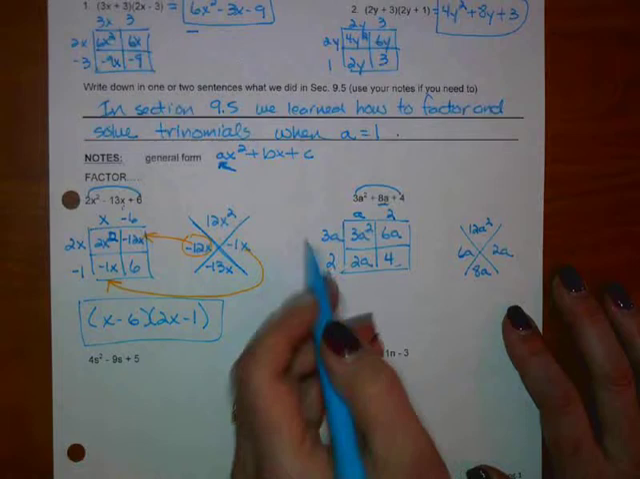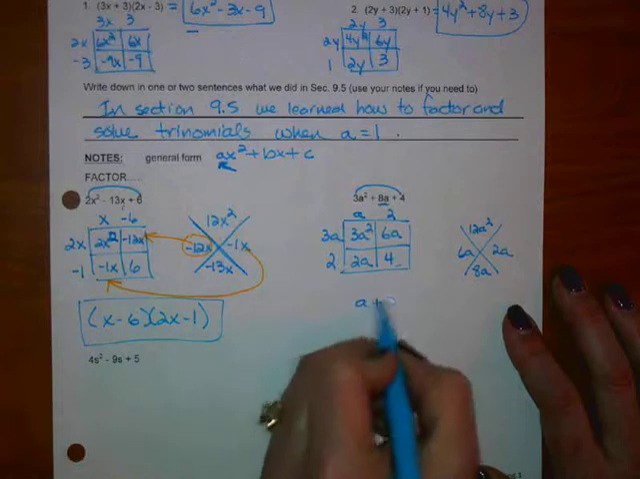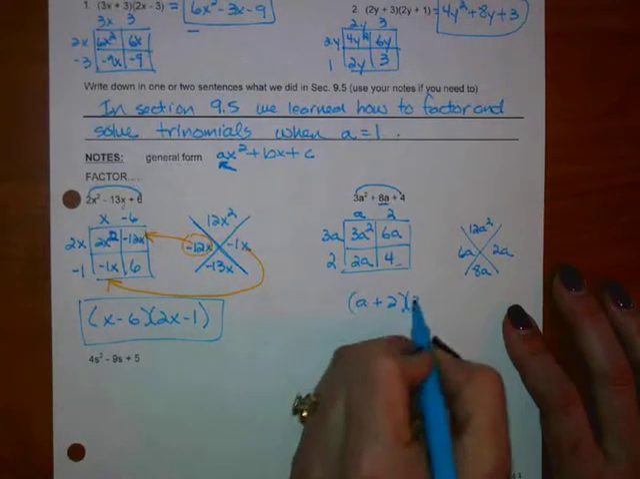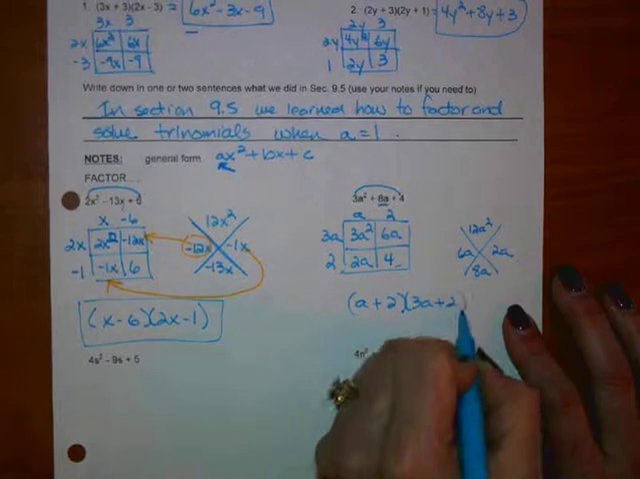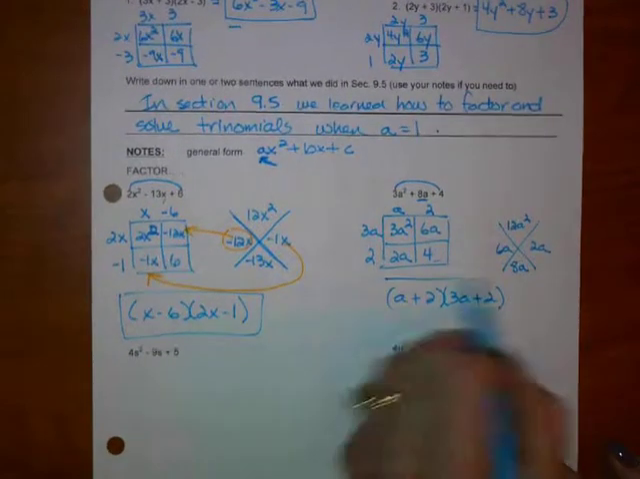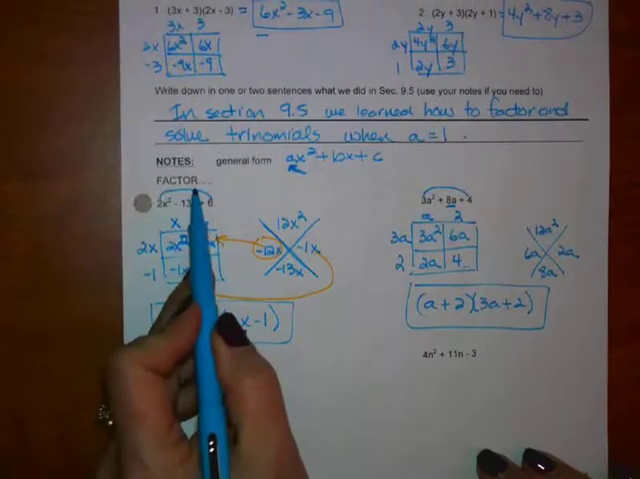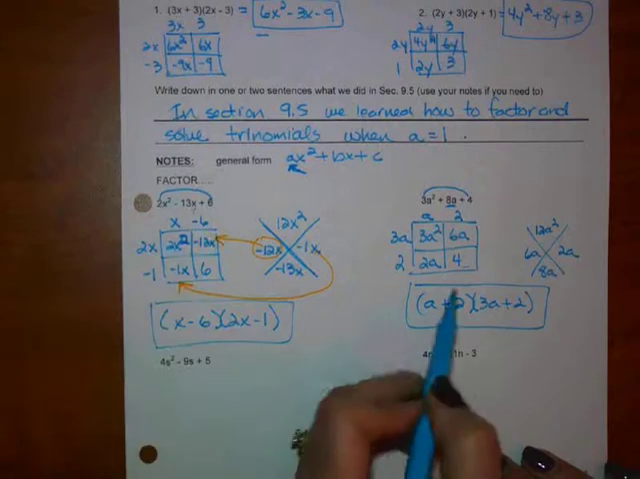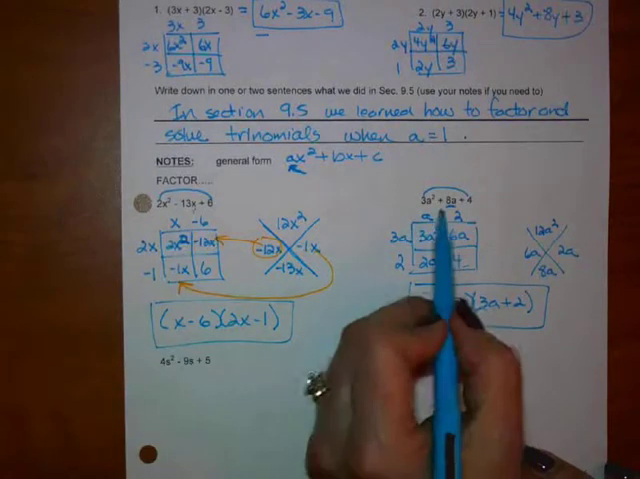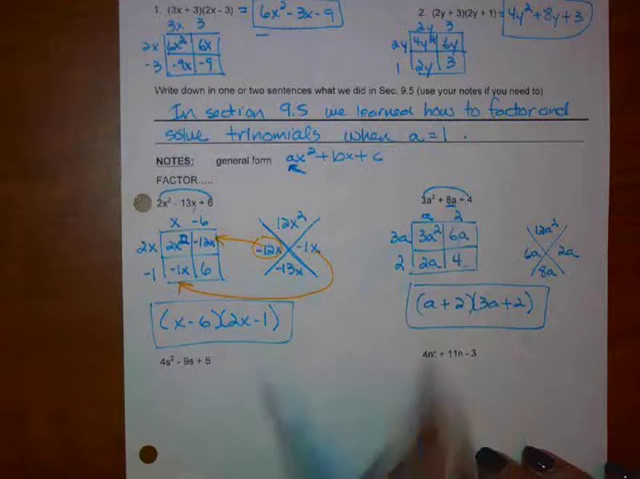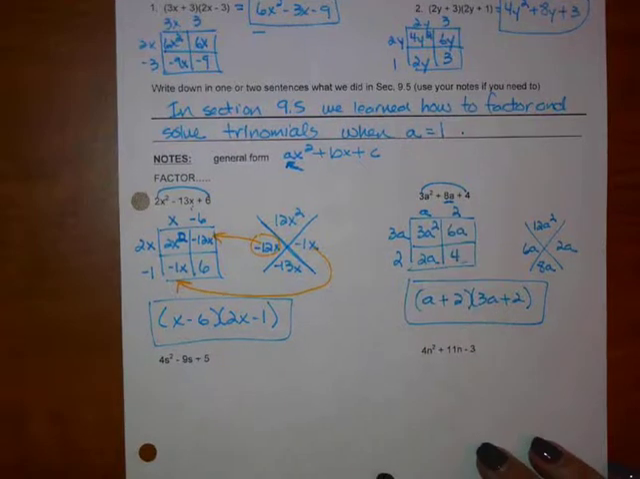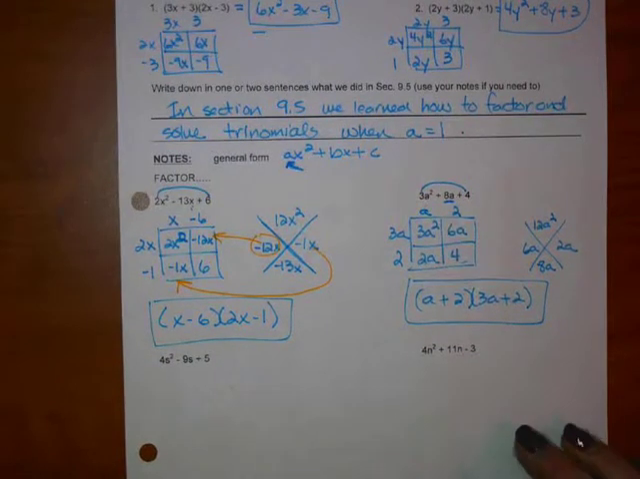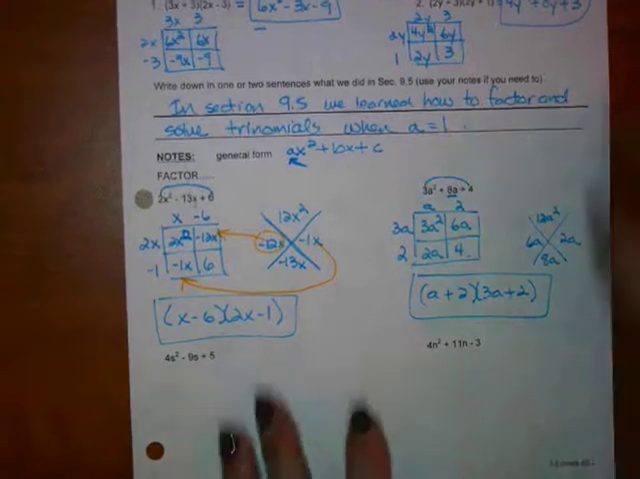All right, so here are my factors. A plus 2 and 3a plus 2. Let's just pause for a moment and realize they are not asking us to solve here. They're just asking us to come up with the two binomials that would equal that when you multiply them together. We're not solving. We're not setting equal to 0 for this one. Just factoring.